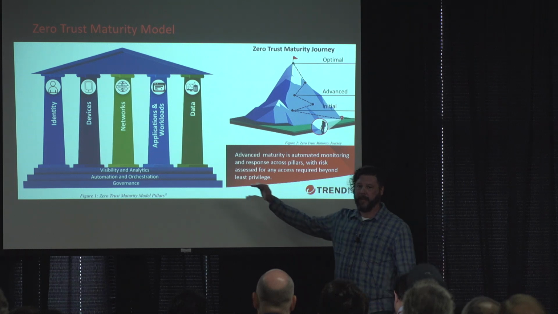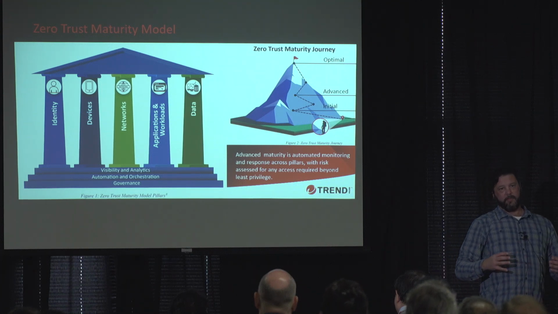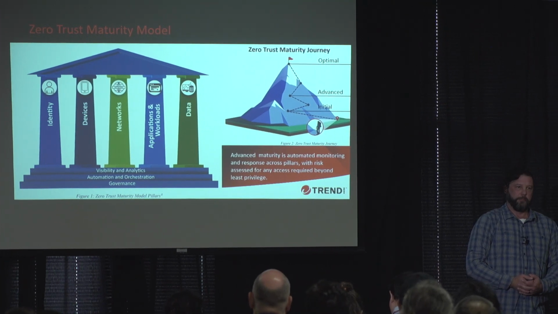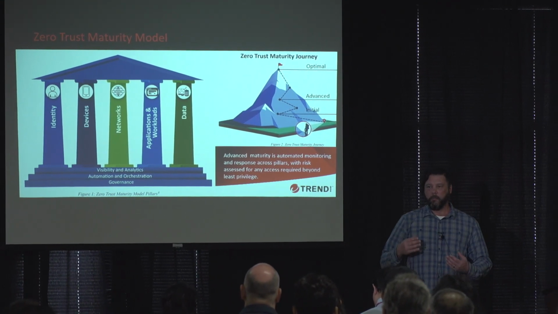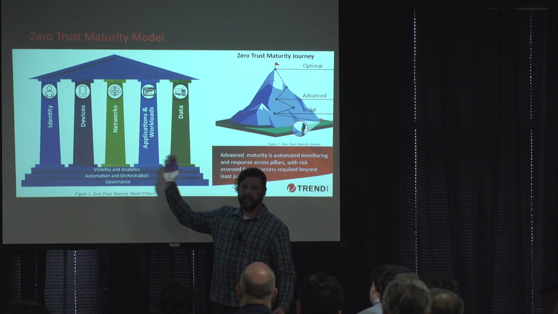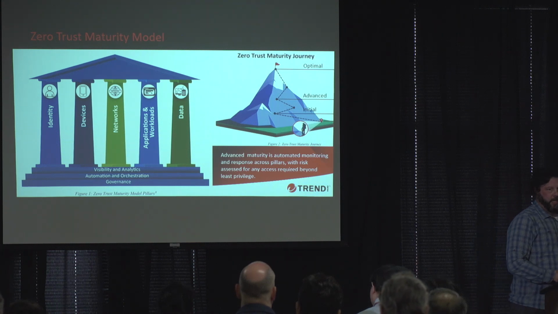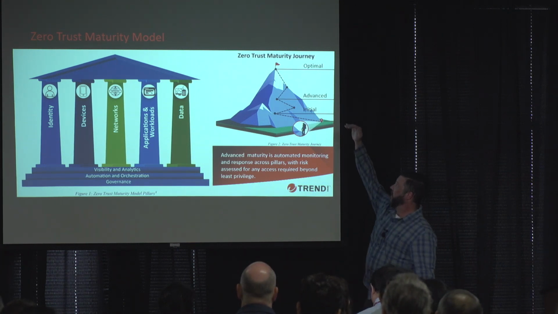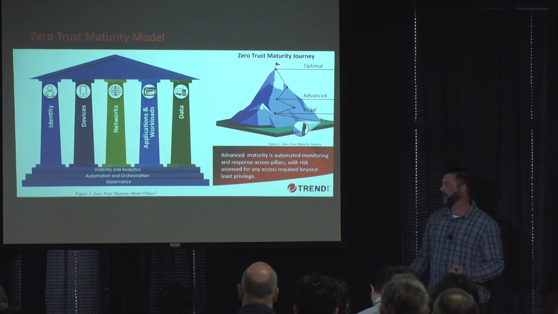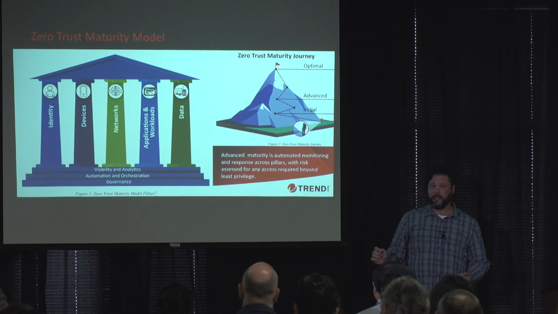And then finally, visibility and analytics. I've talked about behavior anomalies repeatedly. This is, in a way, the last line of defense, because you're already determining that something's not performing in a nominal way. But you need behavioral anomaly detection across each of these pillars, really, to effectively catch rogue AI in whatever form it is. All of this really equates to an advanced adoption of the zero trust maturity model. And advanced maturity is automated monitoring and response across pillars, with risk assessed for any access required beyond least privilege.